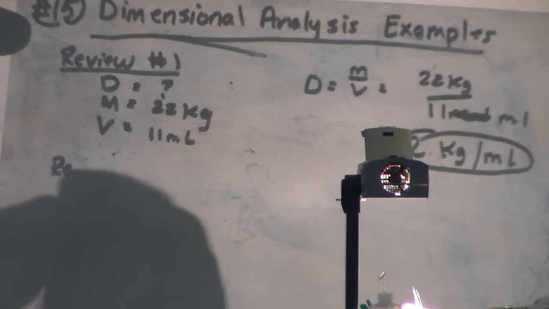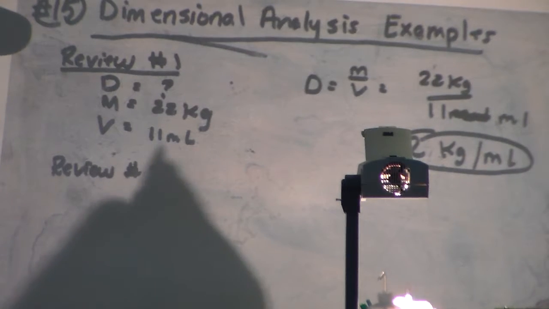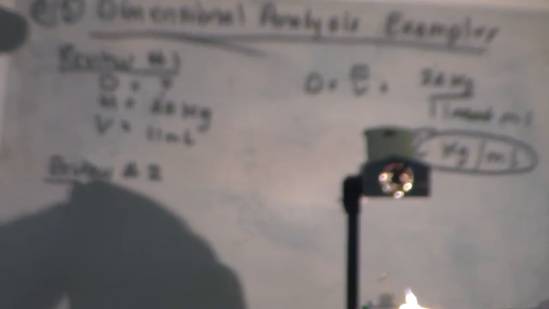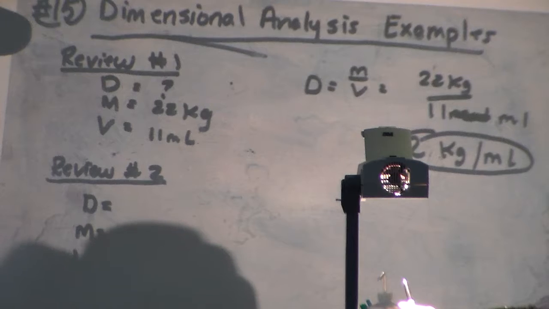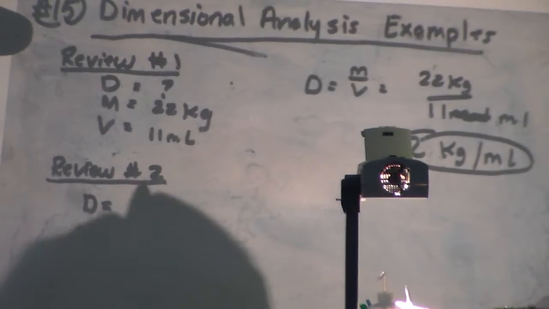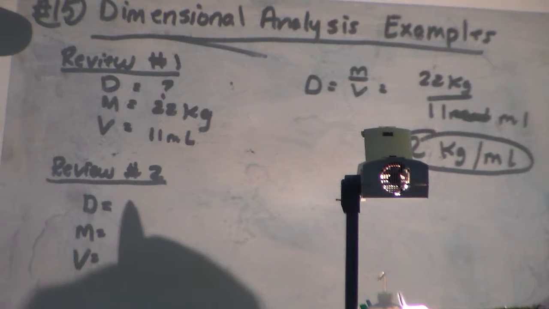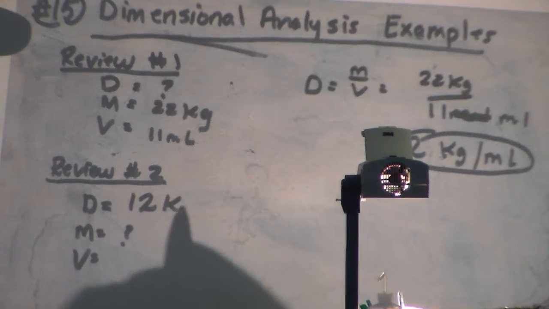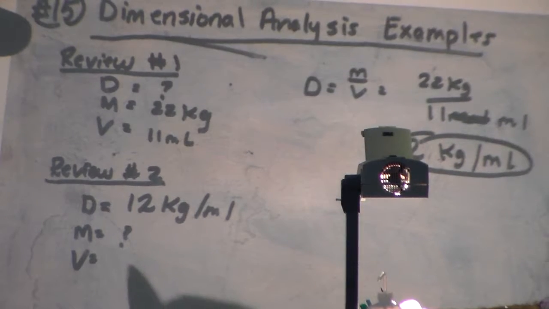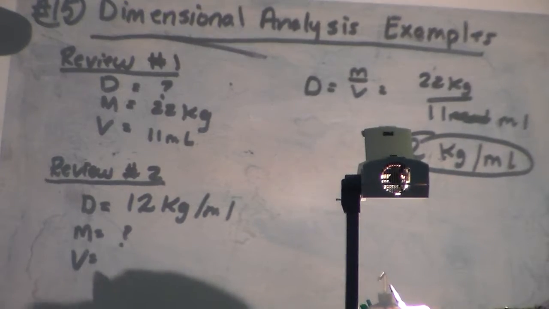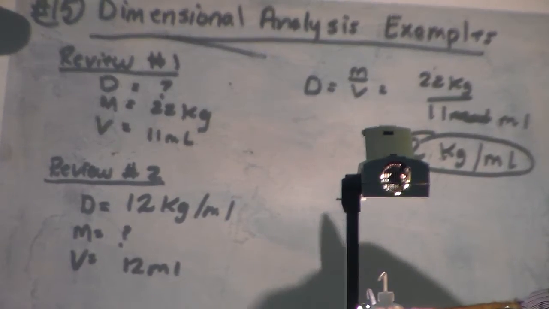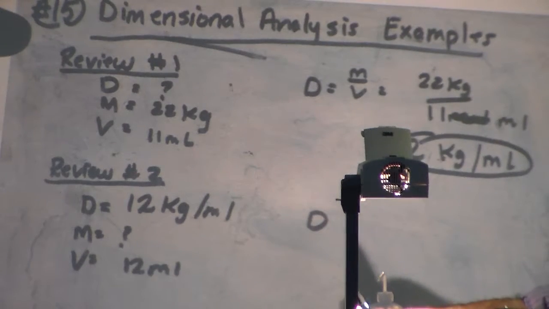Number 2. What are we trying to find in number 2, Kelly? Good job, mass. Trying to find the mass. So we've got to be given the density and the volume. Jeremiah, what's the density in number 2? Okay, 12 kilograms per milliliter. What's the volume, Megan? 12 milliliters. Very good. So I have to use the formula. Robert, what's the formula?